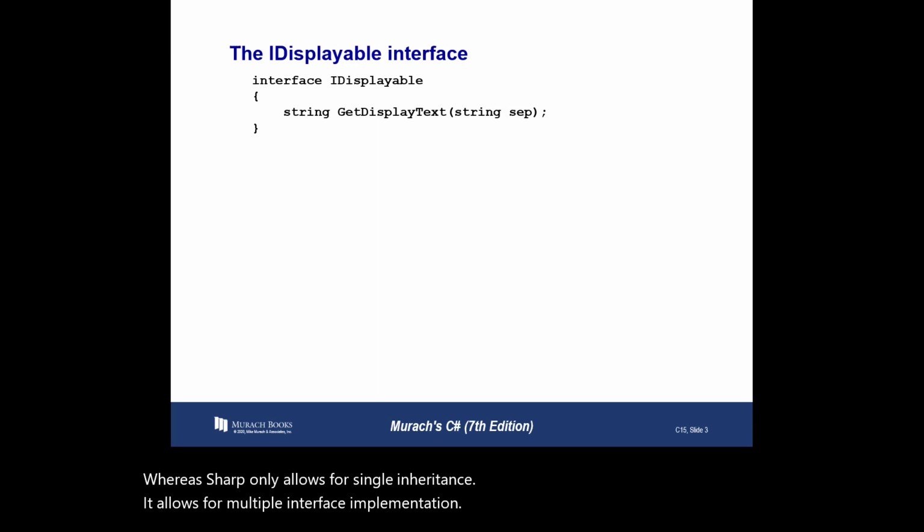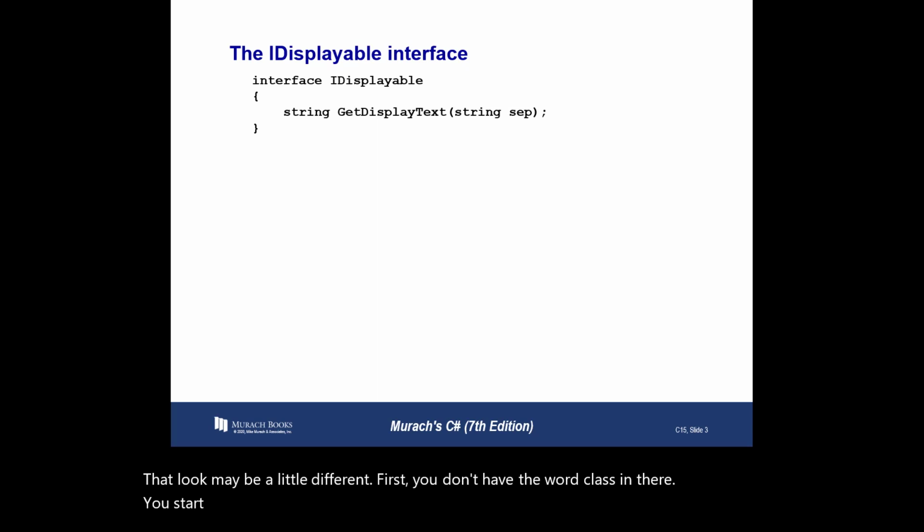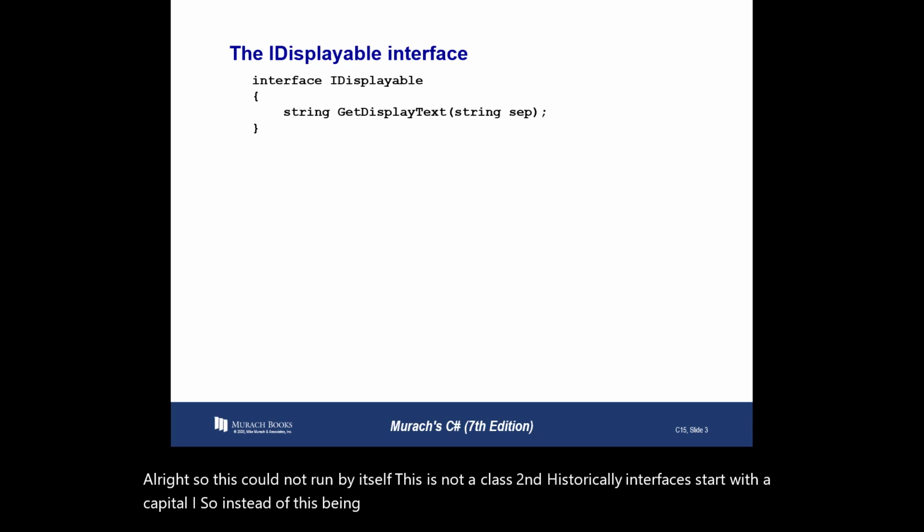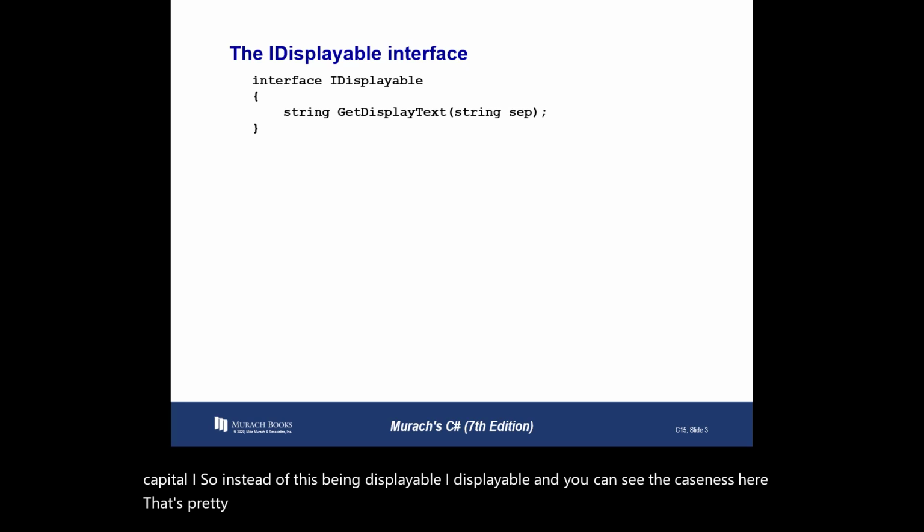Now this is an example, and a couple things about this look maybe a little different. First, you don't have the word class in there. You start an interface with the word interface. All right, so this could not run by itself. This is not a class. Second, historically, interfaces start with a capital I. So instead of this being displayable, it's IDisplayable, and you can see the caseness here. That's pretty much standard, not just in this language, but in other languages that allow interfaces, for example, Java.